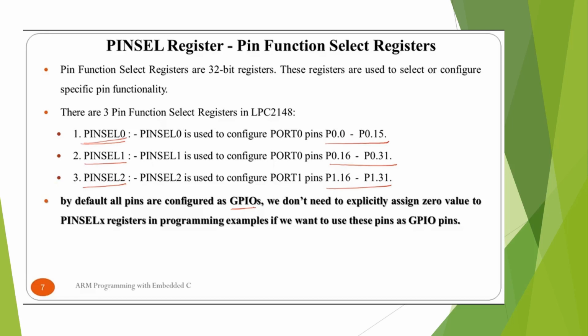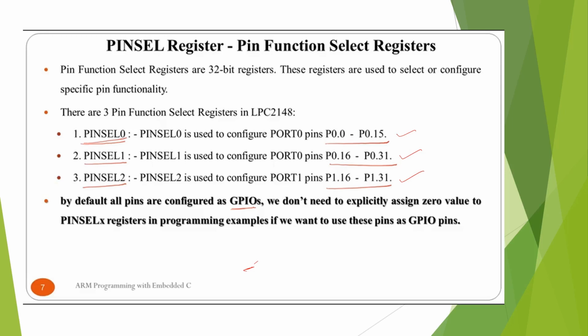See here, it can be configured as follows: pin select 0, pin select 1, pin select 2. Port 0 pins from 0 to 15 are allocated to the pin select 0 register. Port 0 pin numbers 16 to 31 are allocated to the pin select 1 register, and port 1 16th pin to 31st pin is allotted to the pin select 2 register.